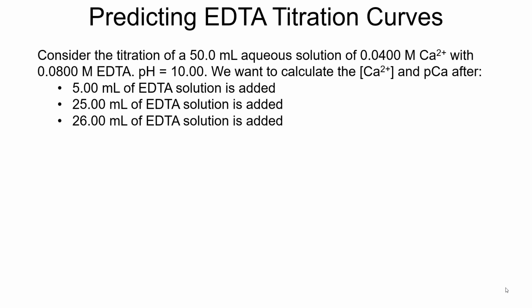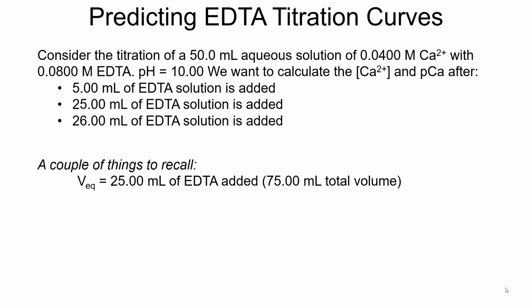We want to know what the pCa value is going to be after 5 mL of EDTA solution have been added to the analyte solution. All right, so before we get into the specific calculations, just a couple more reminders. We would say that the equivalence volume is at 25 mL of EDTA added, which will mean a 75 mL total solution volume because we'll have the 50 mL of the analyte plus the 25 mL of the EDTA solution added.